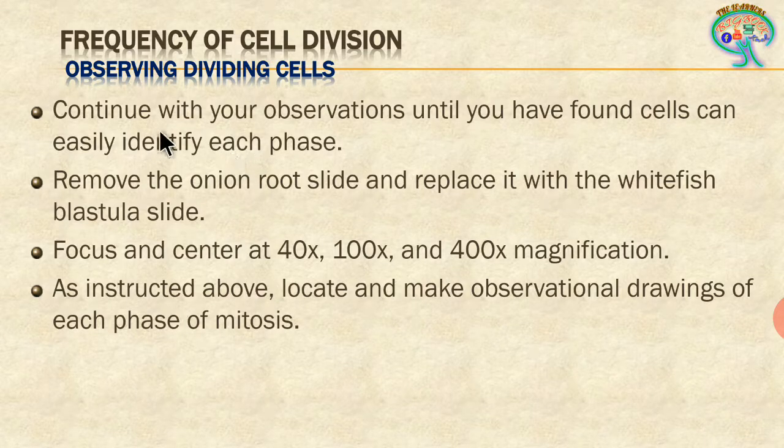Here we are going to continue the observation until we identify all the phases, whether in the onion root slide or in the whitefish blastula. For both, the observing procedure is the same. Further, we are going to take note of these drawings and label the parts.